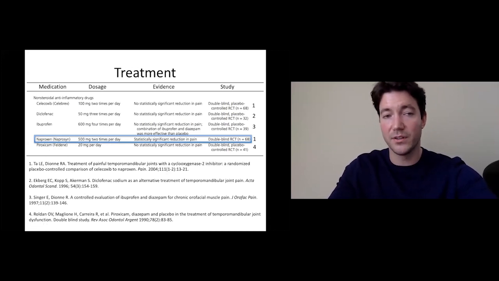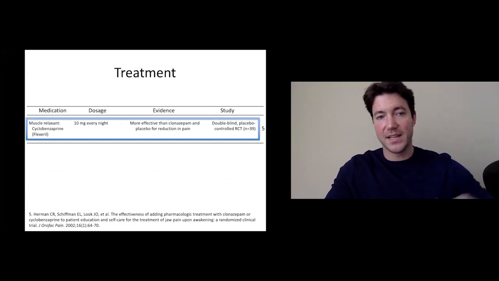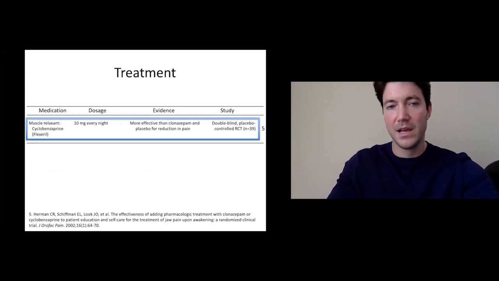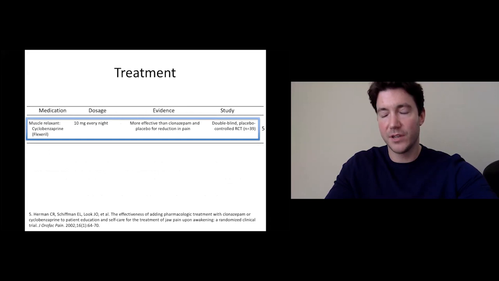And so that's important to think about when you're trying to start those patients on an NSAID. I would go with naproxen. For muscle relaxants, cyclobenzaprine, it used to be known as Flexeril. I think it's no longer made under that name, but 10 milligrams every night was shown to have a statistically significant reduction in pain.